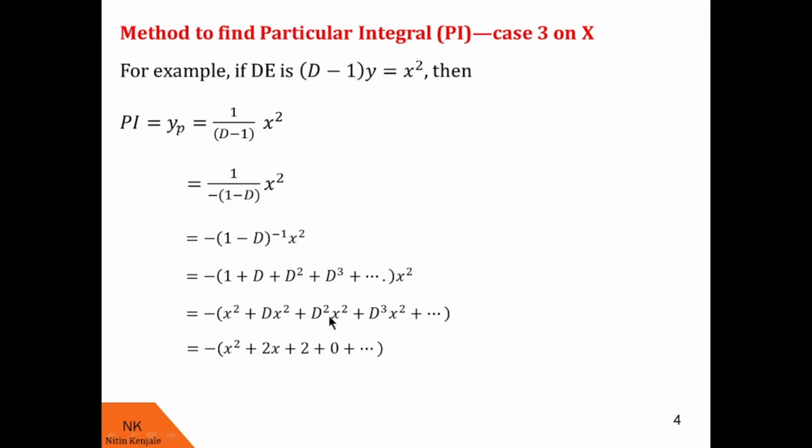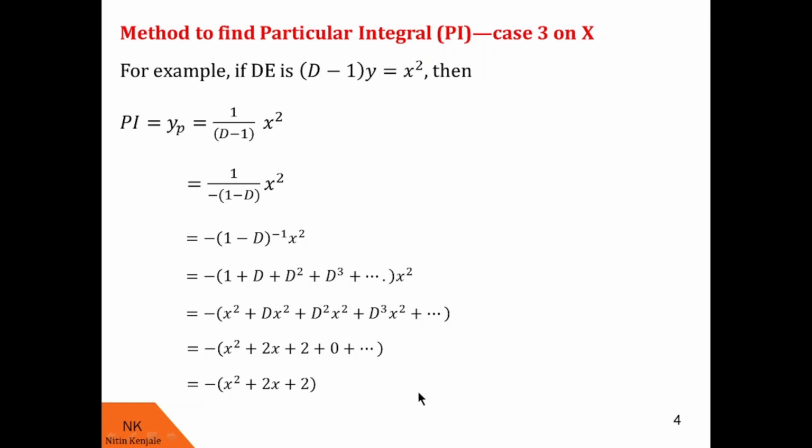Similarly, D squared represents the double derivative of x square, which is 2. Then of course, the triple derivative of x square is 0, and the remaining derivatives of x square will also be zeros. So we neglect to write all those zeros. Therefore, the corresponding particular integral of this differential equation will now be written as minus of x square plus 2x plus 2.